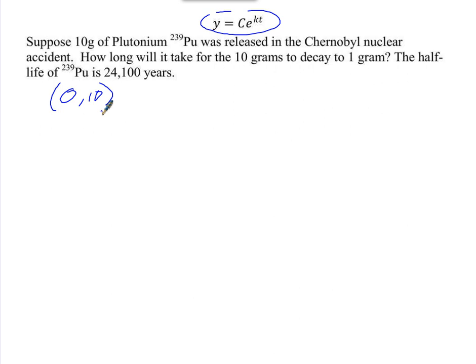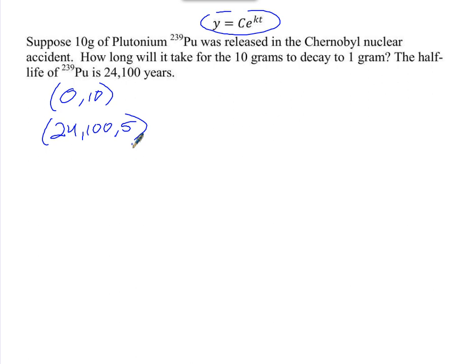Oh, you're close. Yes, there you go. The half-life is 24,100, and after one half-life, how much will be remaining? Half, so 5. So the ordered pair is 24,100, 5. That is everything we need to be able to write the actual equation for this problem and then come up with the answer. So what do we do first?